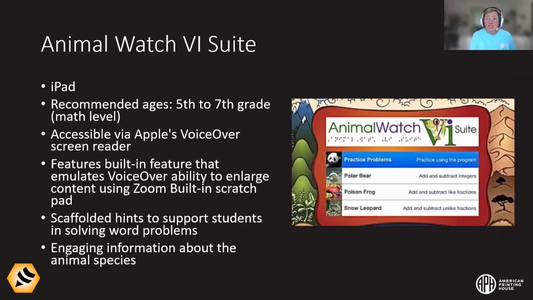While this goes much deeper, this is Animal Watch VI Suite. It's iPad. It's really your 5th to 7th grade students. It has Apple VoiceOver built in to help our students solve word problems. What's great is you're actually talking about endangered species information, so you're learning a little science along the way. There's 24 units that actually align with the 6th grade Common Core standards. Again, you can kind of span it between 5th and 7th. This also covers things like multiplication, division, fractions, speed, time, distance, and converting units of measurement. So again, another tool in your back pocket to practice math.